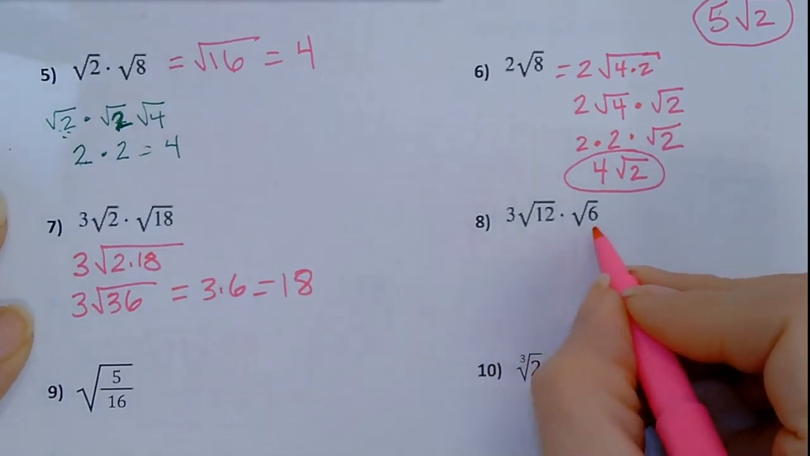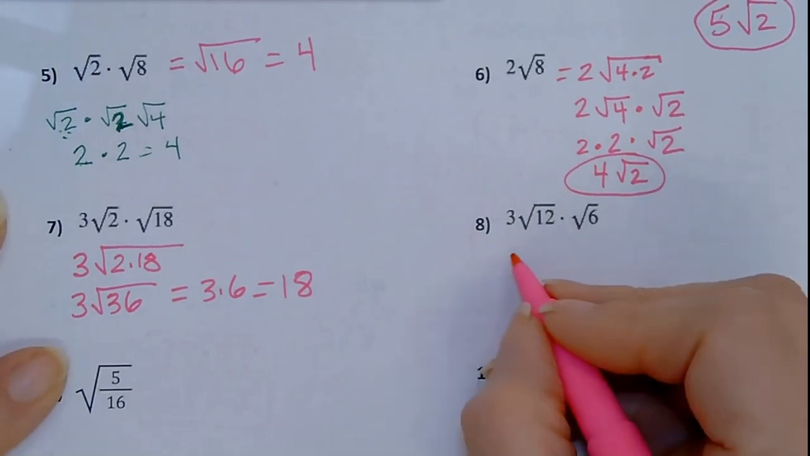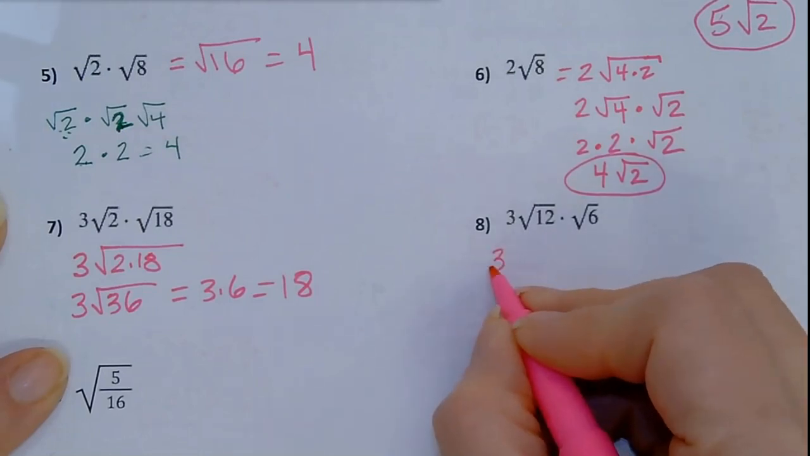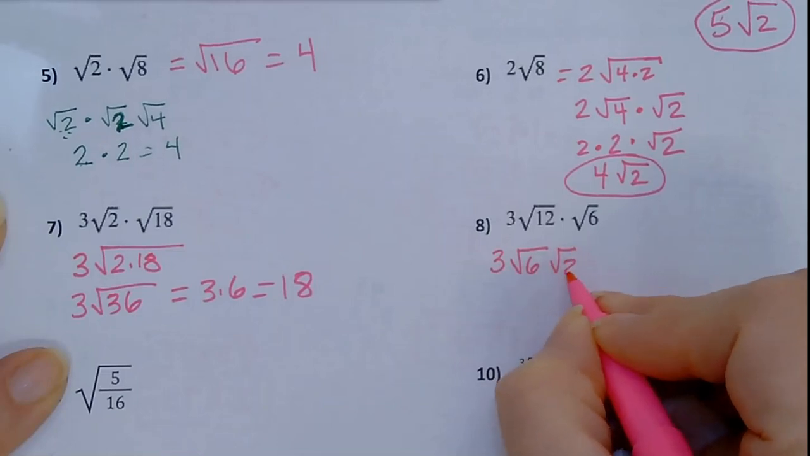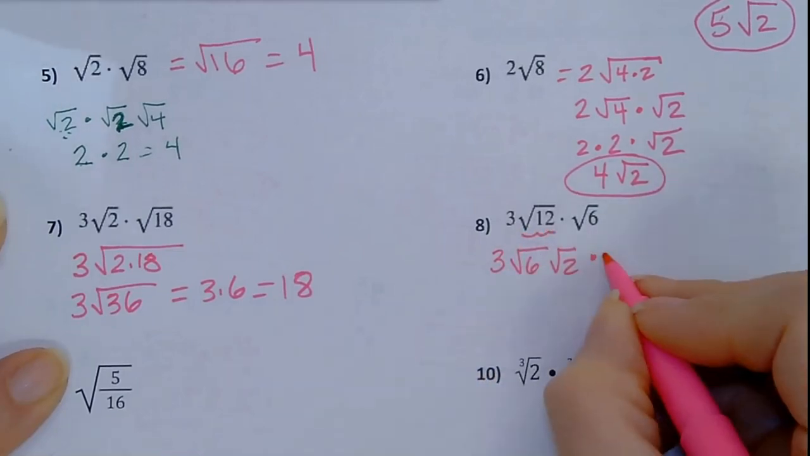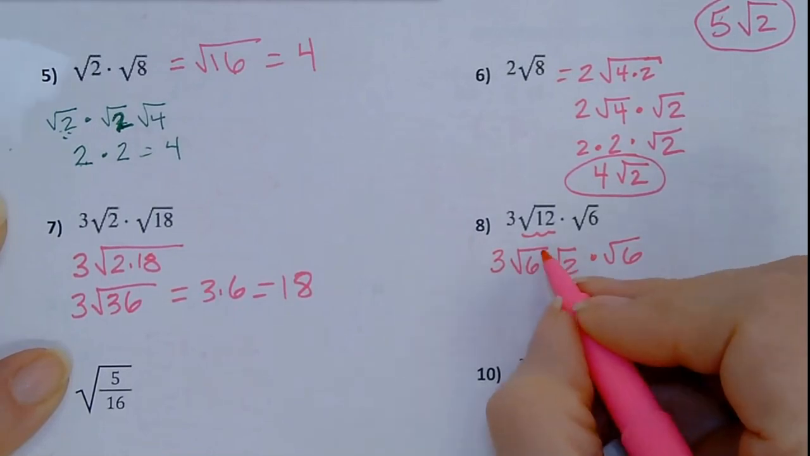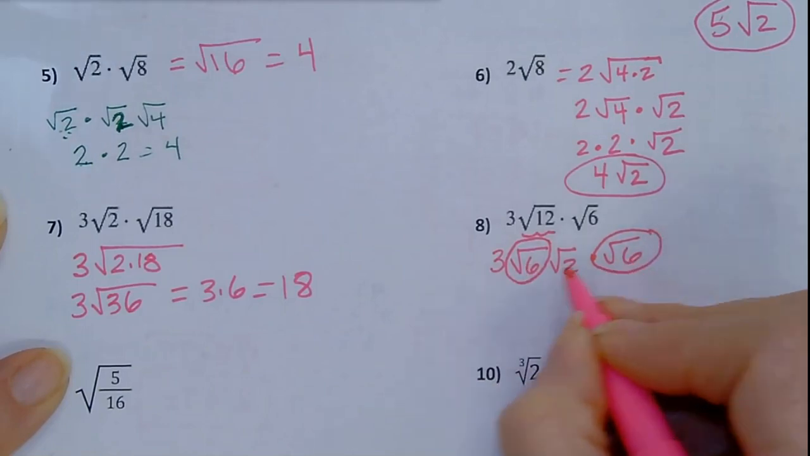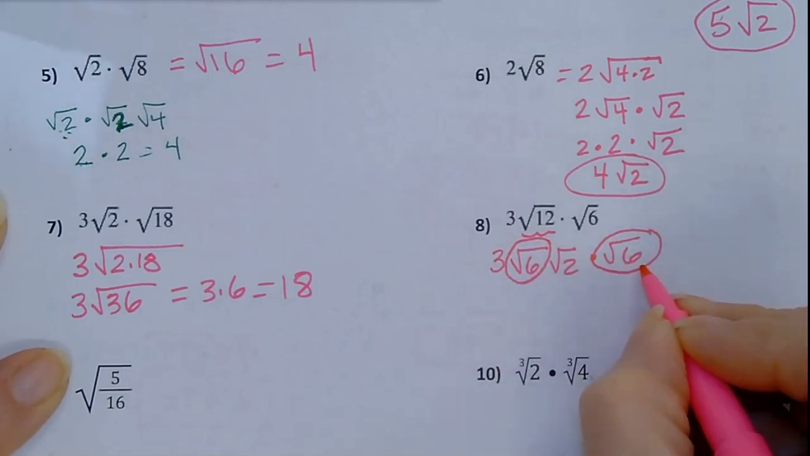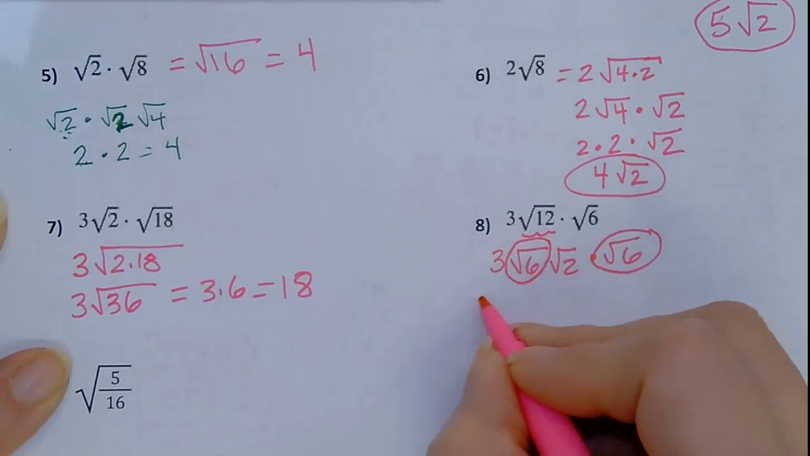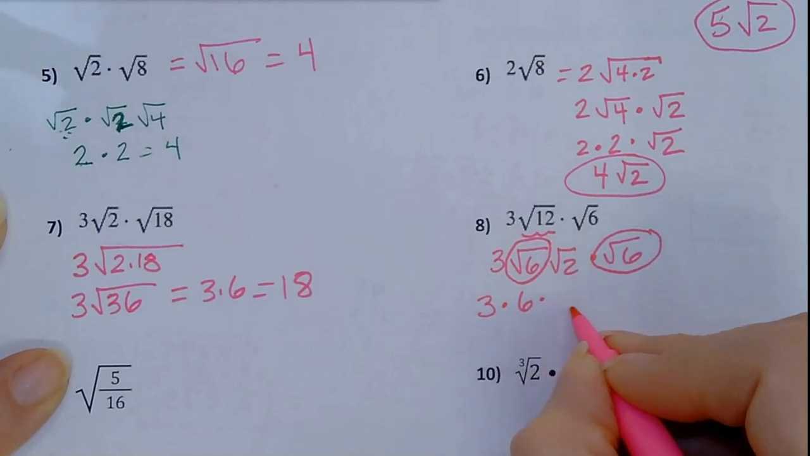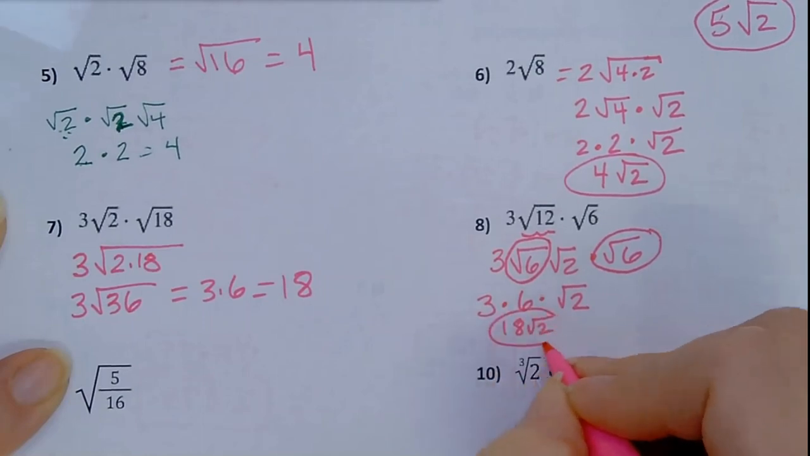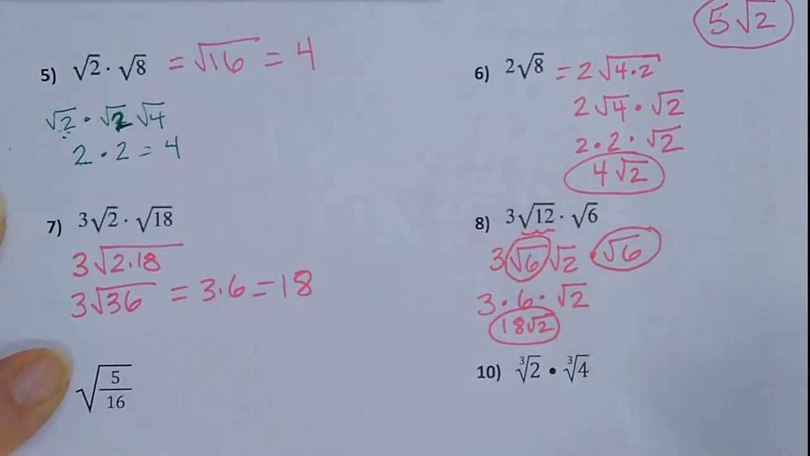Okay, 3 times the square root of 2 times the square root of 6. I'm going to look at this a little bit of a different way. I could multiply 12 times 6 and get 72, but I'm going to say that this is 3 times the square root of 6 times the square root of 2 times the square root of 6. You buy that? I did that because if we are multiplying a square root of something times itself, square root of 6 times square root of 6 really equals 6. So I'm multiplying those guys together. I have 3 times 6 times the square root of 2. And that's 18 square root of 2. That is my answer.